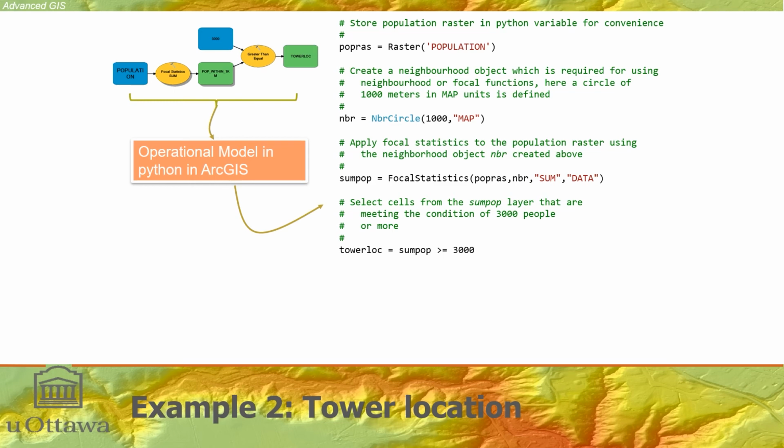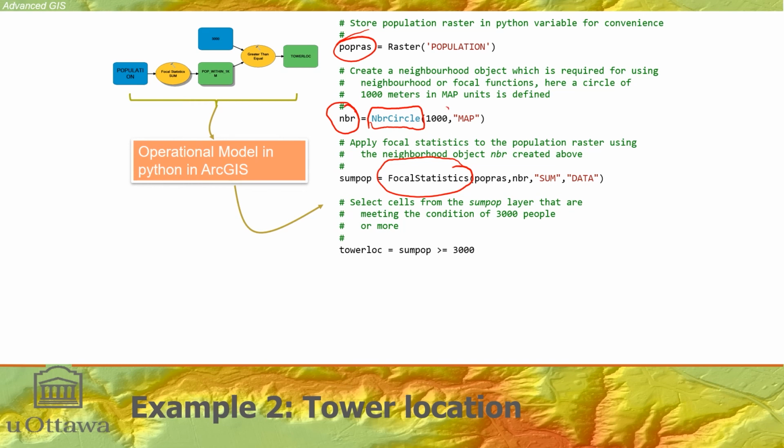The Python script equivalent would look like this. Popras, so that just contains population. If you'd created it already on the previous slide, that would be fine. And then we have to do one more thing here. To use focal statistics, we have to define a neighborhood that will be used around each cell. In our case, we're looking at a radius, so a neighborhood that's made of a circle. So it's called NBR circle.